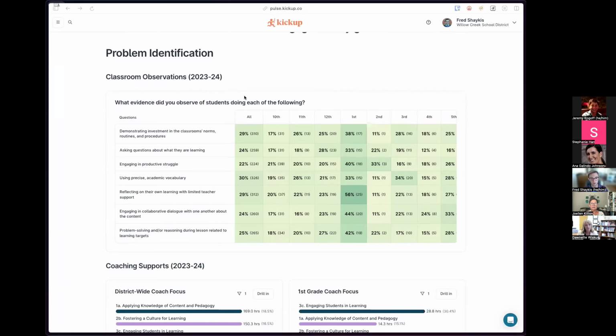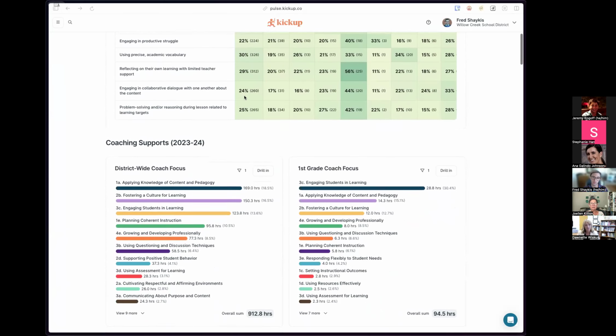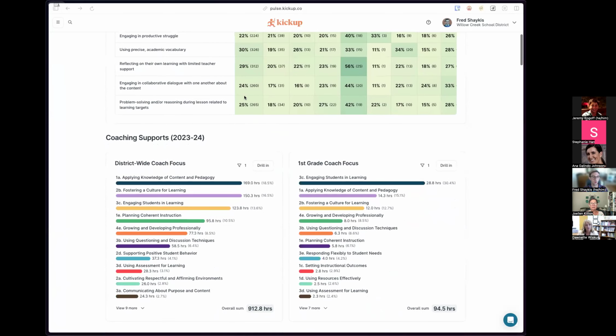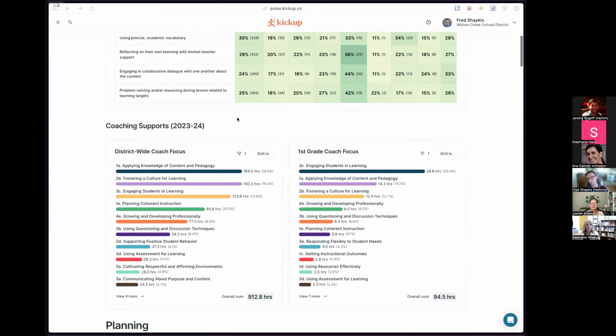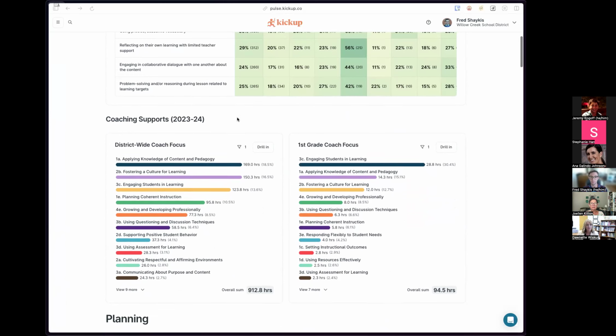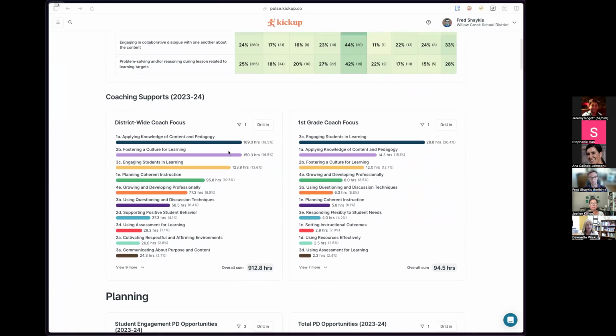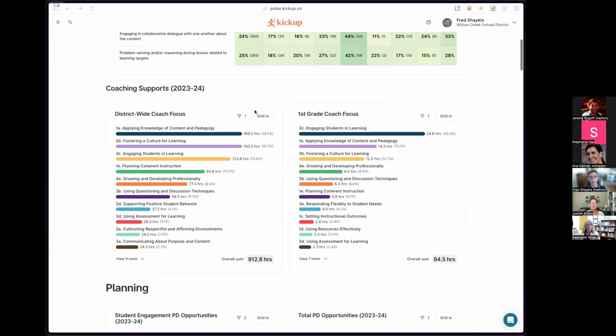So they also looked at coaching supports that were offered last year as a way of testing the hypothesis that targeted coaching for first grade played a role in that being a positive outlier. So they looked here on the left at the district-wide coaching time from their coaching logs to see how are coaches spending their time? What components of the framework for teaching were coaches focused on?